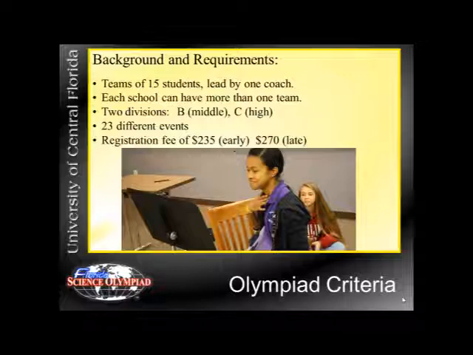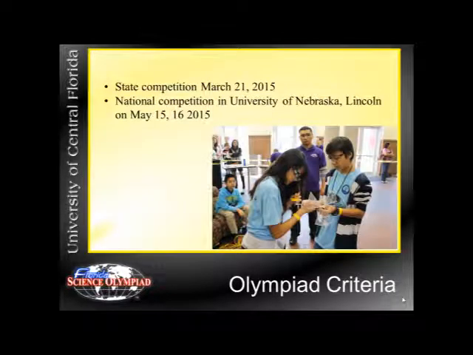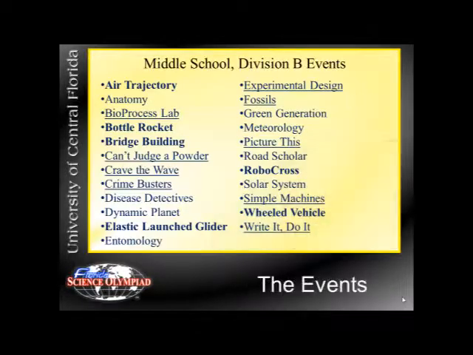So here's the list of events, and you'll recognize the one that you're doing. Basically, there are pre-build engineering events like air trajectory, bottle rocket, bridge building. There are lab-based events like bioprocess, can't judge. In these cases, the students come in and compete in an event that is 50 minutes long, and they'll have to complete a lab. They've got an activity to do. The event supervisor will be responsible for gathering the materials, writing up the specific activity in accordance with the rules, and then running it on the day of the competition.